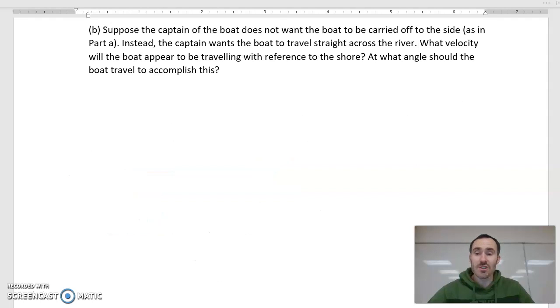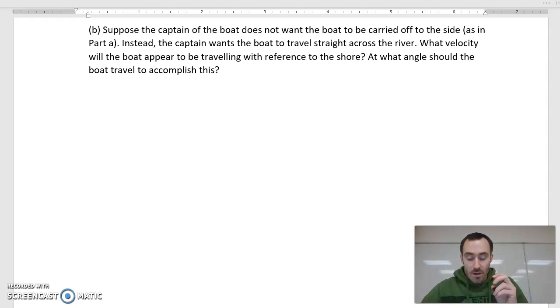Part B, same situation. Suppose the captain of the boat does not want the boat to be carried off to the side with the current. Instead, he wants the boat to travel straight across the shore. Or she. Captains can be anything. What velocity will the boat appear to be traveling with reference to the shore? At what angle should the boat travel to accomplish this?